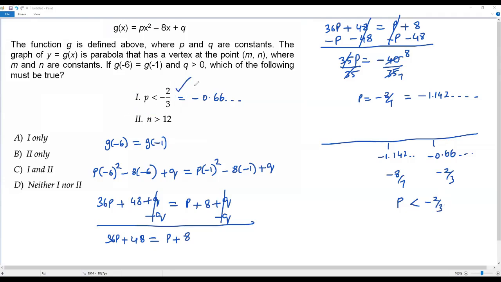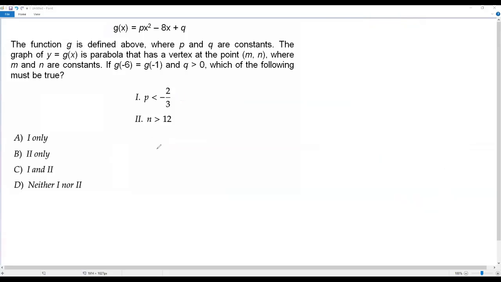Now we have verified the first statement, and what we need to do is verify the second statement. For that, let me erase some of the work I've done over here. Just now we got the value of p, that is -8/7. Now we can plug this value -8/7 into the given function over here.